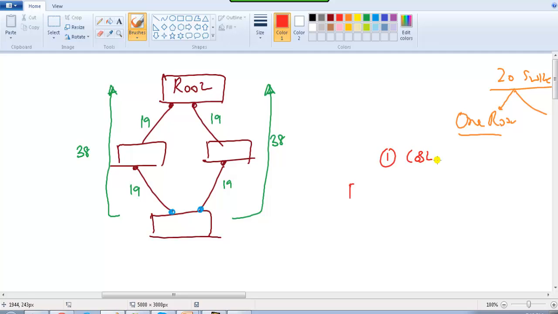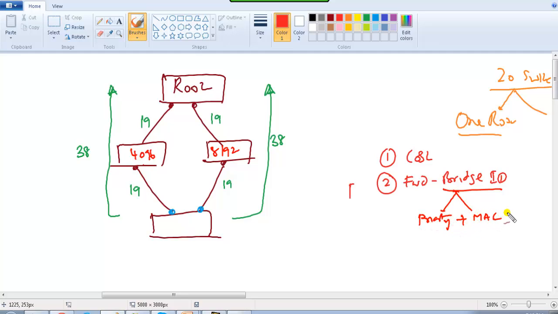The first condition is cost, and then if there is a tie in the cost, it's going to see the forwarding bridge ID, the forwarding switch bridge ID. Okay, so assume that the priority value of this switch is 4096 and the priority value of this switch is 8192. It's going to see the bridge ID. Bridge ID means first it will see the priority value, and if there is a tie in the priority value, then it will see the MAC address. So this one has a better priority value. In that case, this will be the root port. So it's going to see the forwarding switch bridge ID. Forwarding means upstream bridge ID, not the local one.